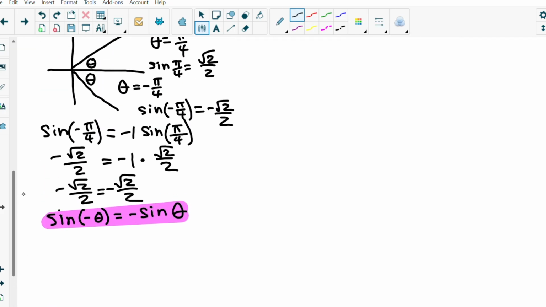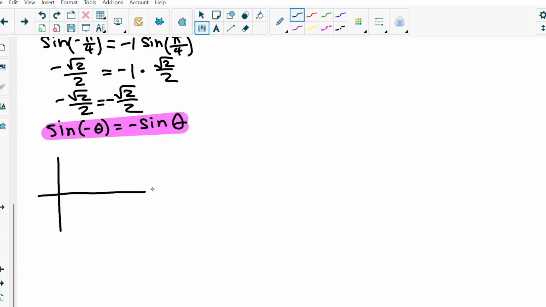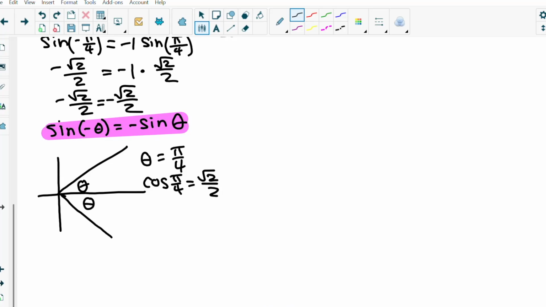Folks, the cosine version. Draw another graph. Call this theta. Theta equals pi over 4. Let's use the same one. What's the cosine of pi over 4? That equals square root of 2 over 2. Let's do theta the other way, where theta equals negative pi over 4. What's the cosine of negative pi over 4, folks? That's cosine of negative pi over 4. I'm still going to the right, my x value, that's still square root of 2 over 2.